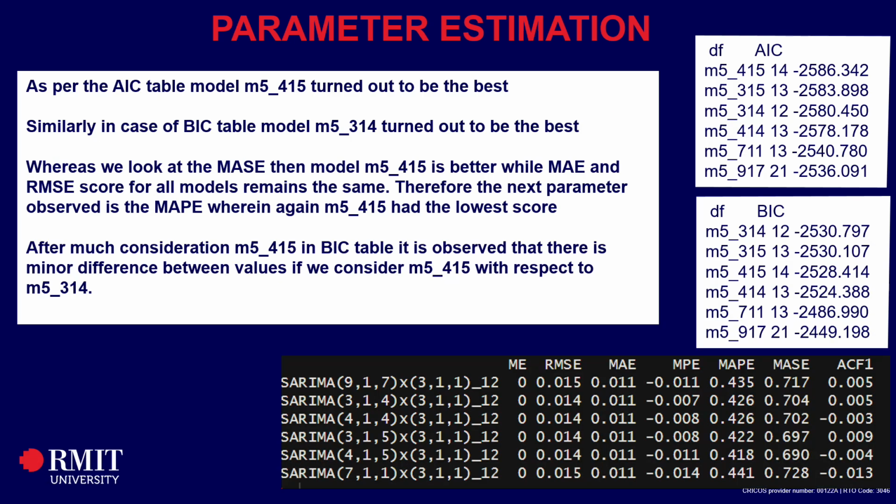After doing all the residual analysis and coefficient tests from all the possible models, model 415 showed more confidence. But looking further, we performed AIC and BIC table scores to check which could be the best fit model. Based on the AIC, the model 415 turned out to be the best one, and with the help of BIC, the model 314 turned out to be the best one. But looking at the difference between model 415 and 314 in the BIC, there is a negligible difference.